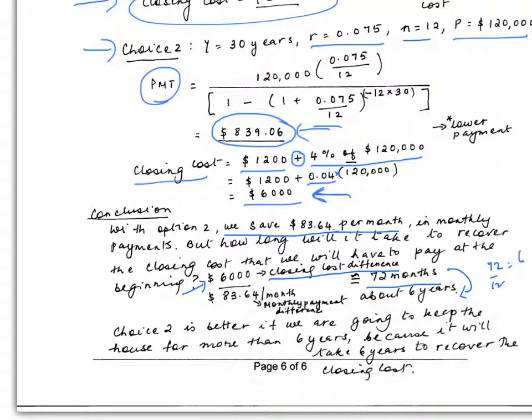So if we save $83.64 towards the closing costs, then it would take us 72 months to recover the closing costs that we're going to pay upfront. So if we are planning to live in the house for more than 6 years, then it is worth taking the second option.